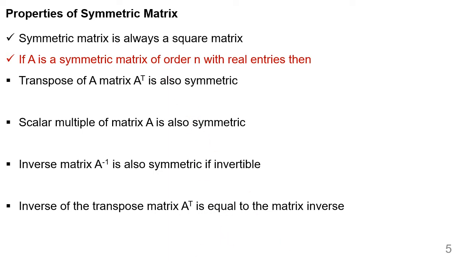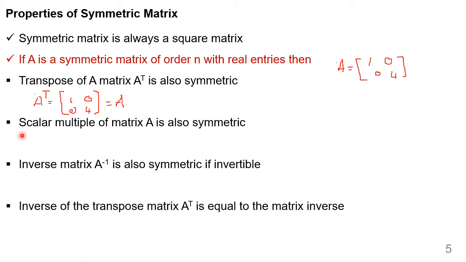Let us take one example. Let us consider the matrix A is equal to 1, 0, 0, 4. First one, it says that the transpose of matrix A, A transpose, is also symmetric in nature. So let me take the transpose of this matrix. A transpose is given by 1, 0, 0, 4. It is equal to A. It is also symmetric in nature.